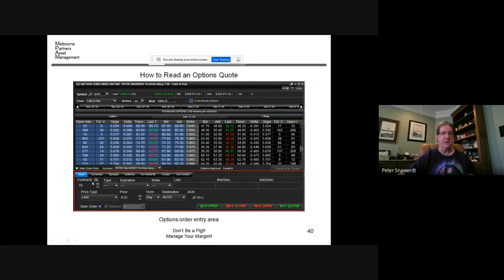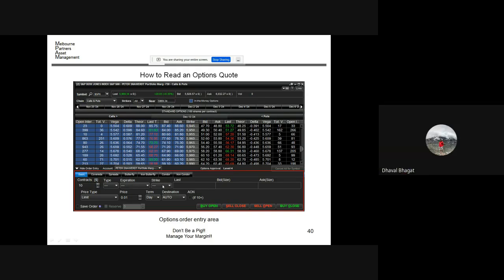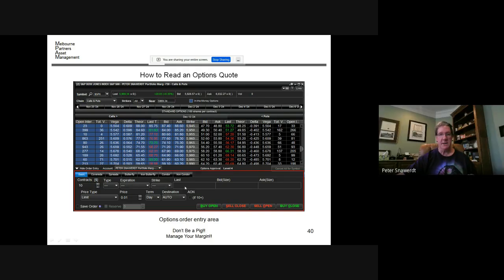This is basically just the order entry area down here: how many contracts I want, whether or not I want to put or call, which expiration I am going to choose, and which strike price. Once I've selected all of that information, the bid price and the ask price, along with how many are available on each, show up below.